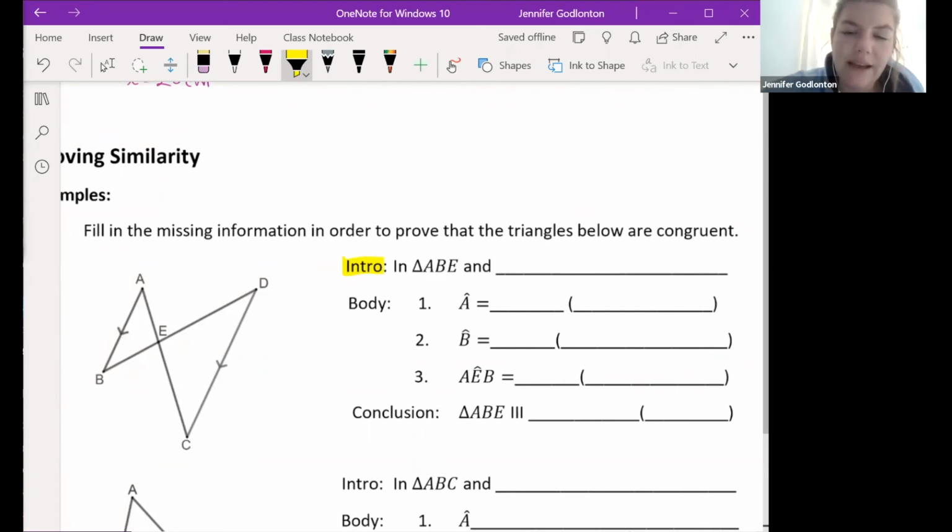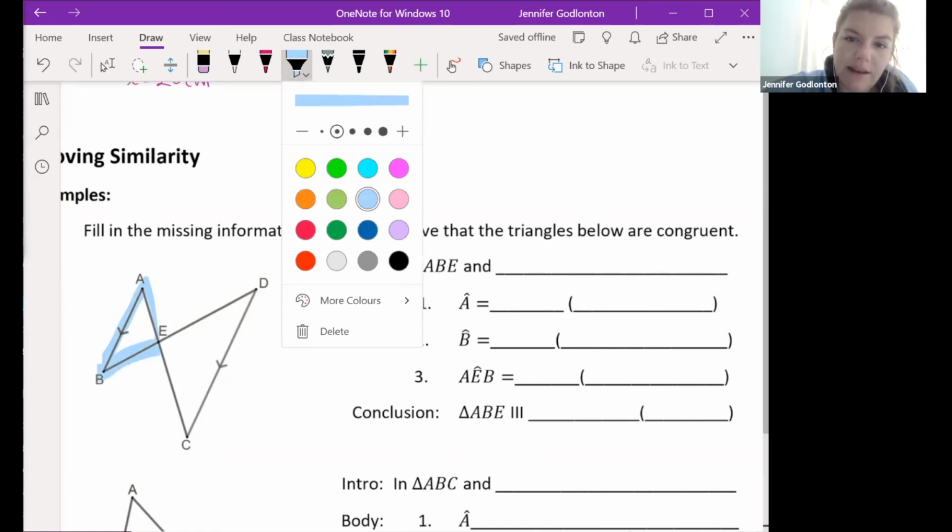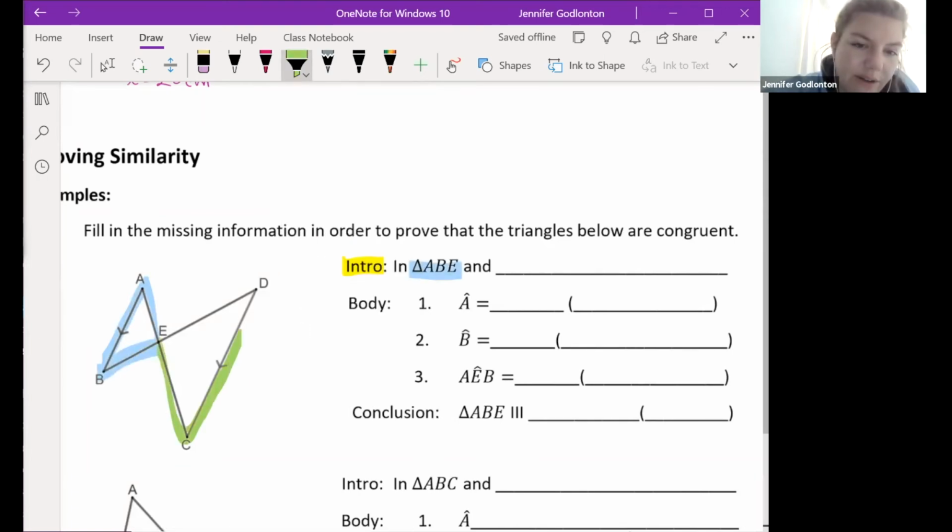So let's talk about that. Over here, I've got triangle ABE. So that's this triangle here. And I've got this triangle over here. So I'm going to write that out: triangle ABE and triangle CDE. So in our introduction, we're just talking about which triangles we're working with. Then in our body, we have 3 reasons. Same as congruency, 1, 2, 3.